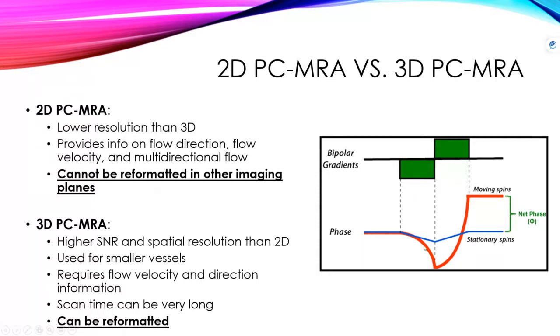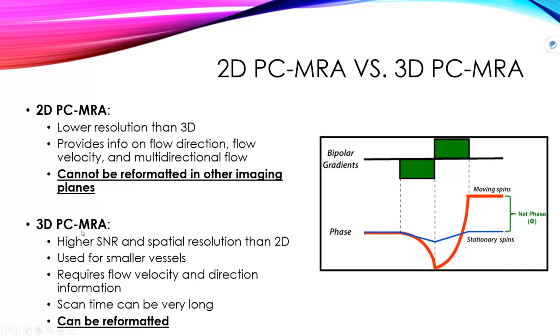When you apply the bipolar gradient, you're shifting them so far away from each other that now you're able to see a big difference between the two, so that when you subtract them from each other, there's a really nice contrast. So the biggest difference between 2D and 3D is that 2D phase contrast cannot be reformatted in other imaging planes, and it's lower resolution. It also is going to provide us information on the direction of the flow, the velocity of the flow, and the multi-directional flow occurring in the vessel.